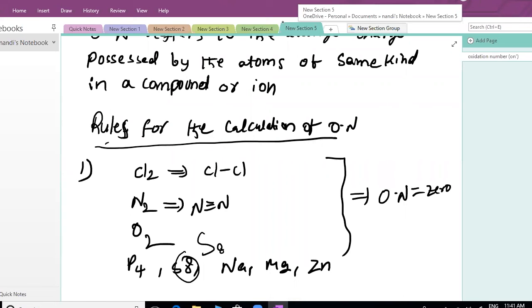Free state elements are not combined with others, so they can't lose electrons, they can't gain electrons. So 0. Oxidation number is nothing but how many electrons they lost, how many electrons they gained. That is what we have to calculate. If it is the same element, both are the same, they can't lose or gain electrons. So 0. If they are combined with different atoms, then there is a chance that they can lose electrons or gain electrons. If they are losing electrons, that is a positive number. If they are gaining electrons, that is a negative number. That is what we are going to calculate. To calculate that number, we have some rules. That's what we are writing here.